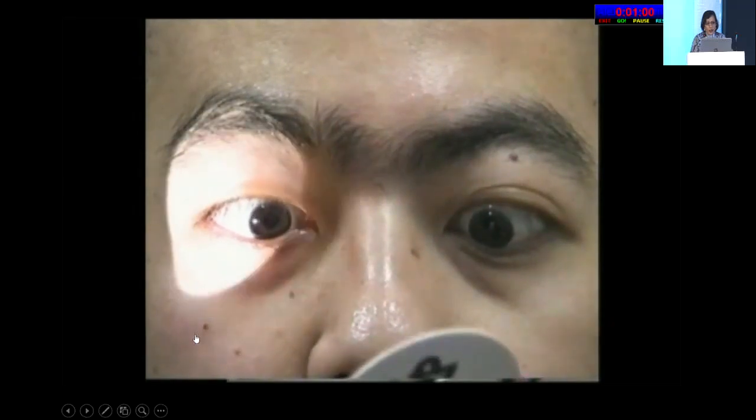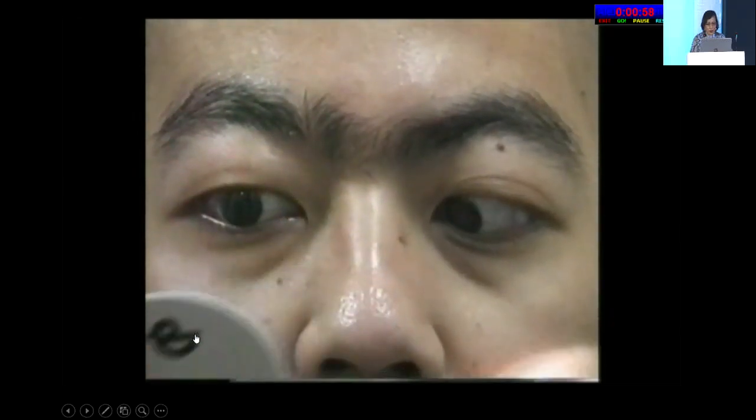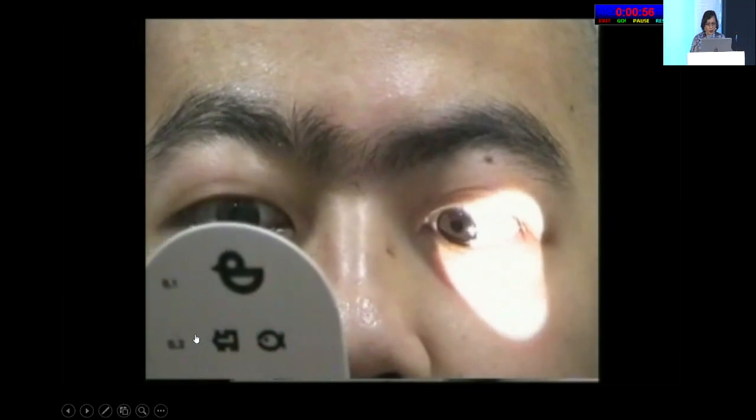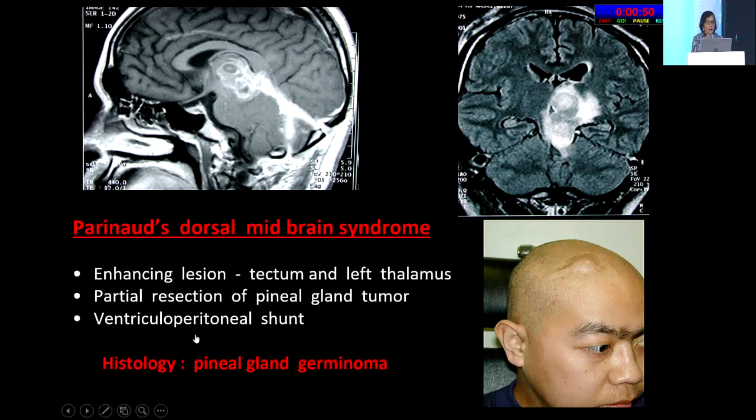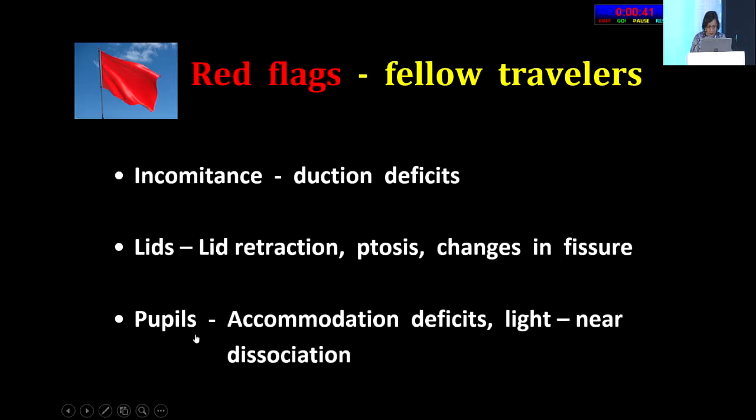And now we are showing him a near target, and we are asking him to read. And there you can see the constriction. So in addition, there was a reduced convergence. You have your big red flag waving around over there, and true enough, this was a Parinaud's dorsal midbrain syndrome. He went in for surgery, he was shunted, and the histology turned out to be a pineal gland germinoma.